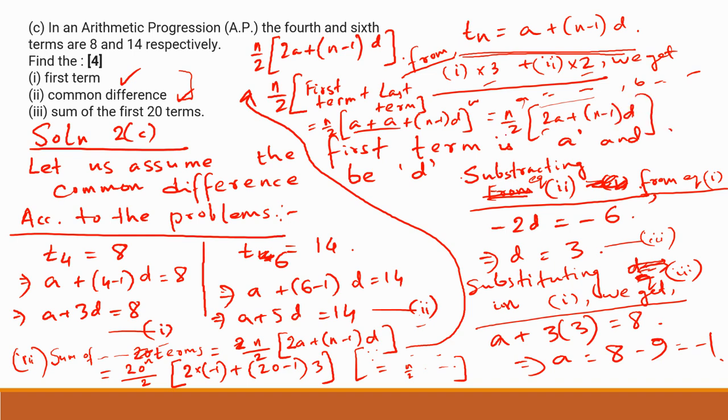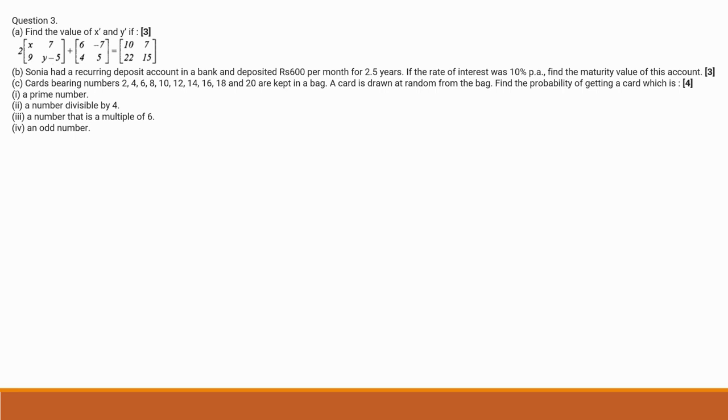If you guys have problems in progressions, AP, GP, HP, we can do it in another session. Please let me know in the comments if you have a problem. So from here, the sum of the 20 terms, when we solve this, we get 550. I'm very much confident you guys are able to solve it. Okay, so now let's move to the next problem, question 3.